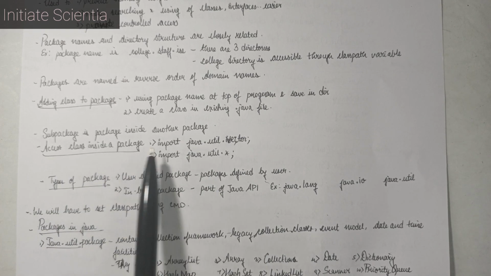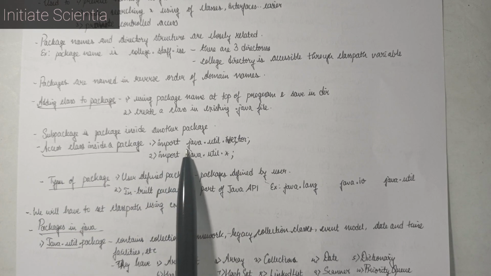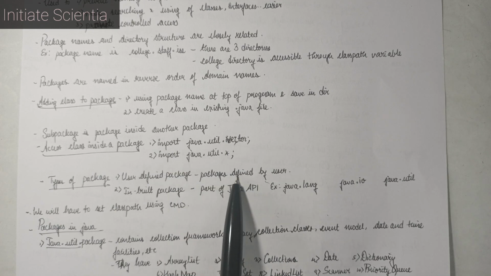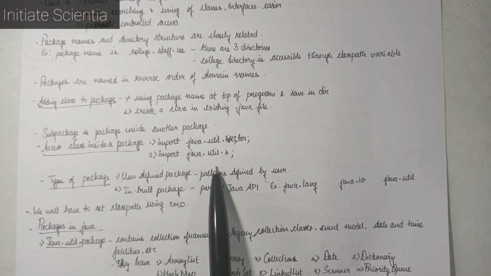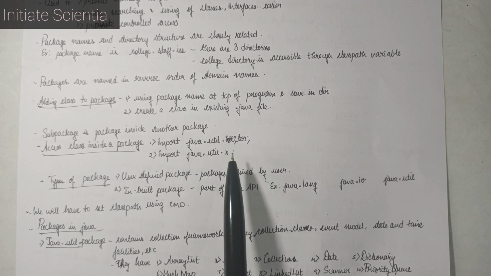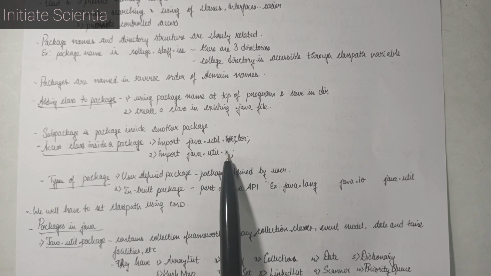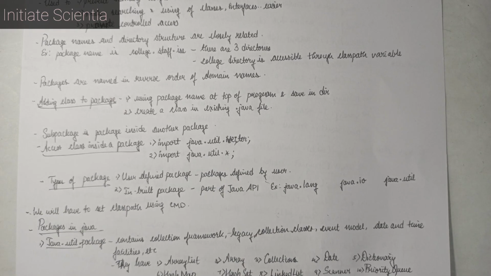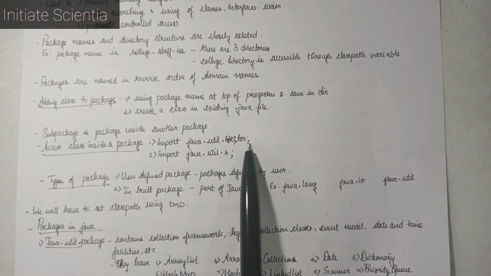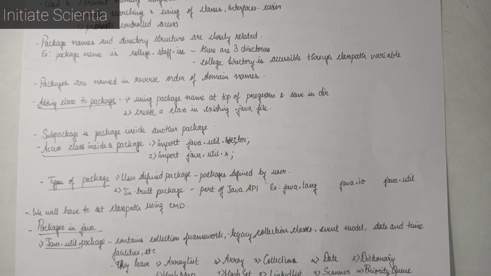Accessing a class inside a package, there are two ways. You can import it in one of two forms, like import java.util.Vector or import java.util.*. The asterisk means that all the classes inside the util package can be accessed. Here, only the Vector class is accessed.